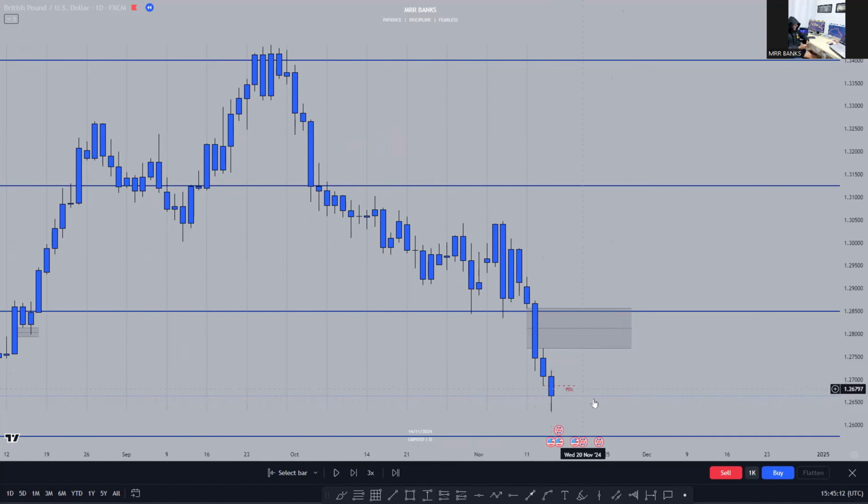So what I was expecting was for price to pull back. If the Friday candle opens, price has to trade back up into this level, give us our confirmation, then we target this previous day low here as our take profit.